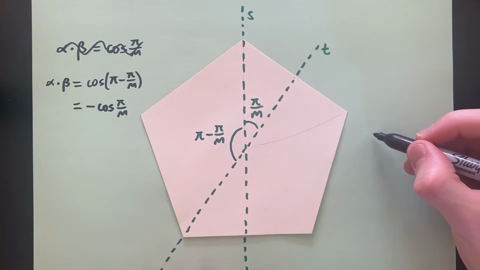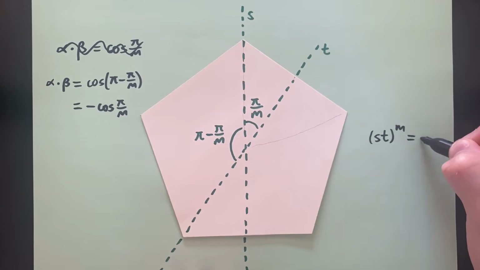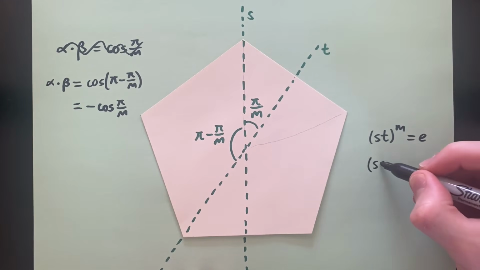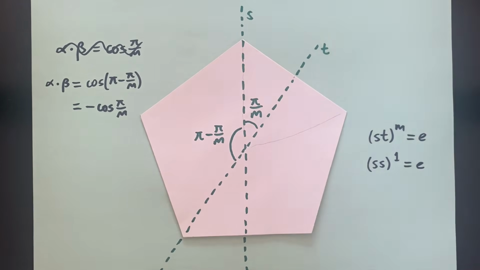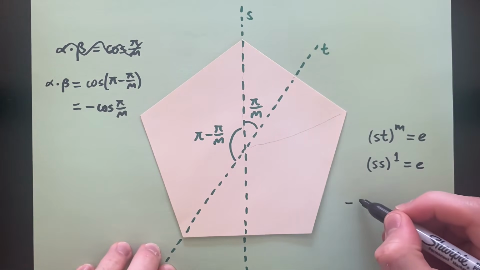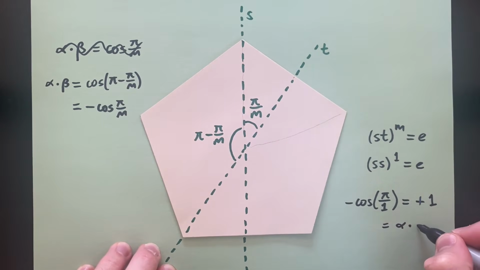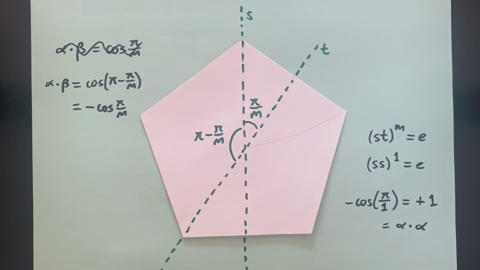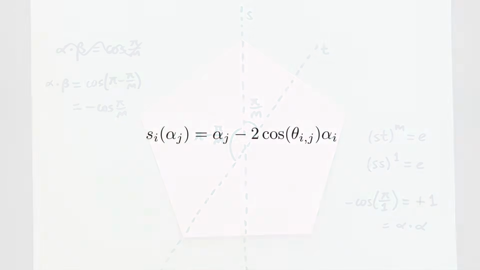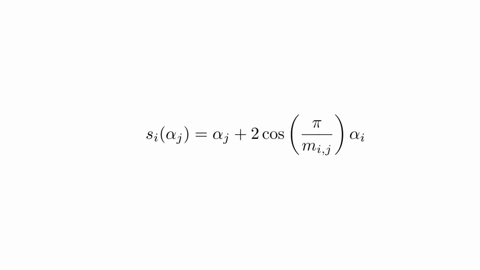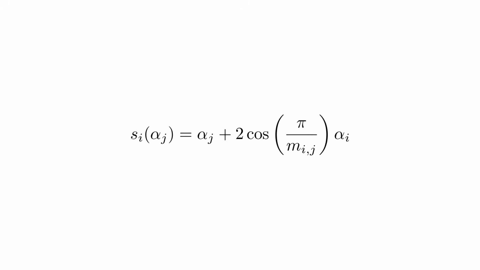Remember in the last video I mentioned that the nil moves and braid moves can all be wrapped up into a single formula, as long as you define the braid lengths m to be 1 when the two generators are the same. Well, negative cosine of pi over 1 is positive 1, which is the dot product of a root with itself. That means we can use the same formula regardless of whether two roots are the same or different. So, plugging this into our formula, we get this equation, which works for any pair of roots.